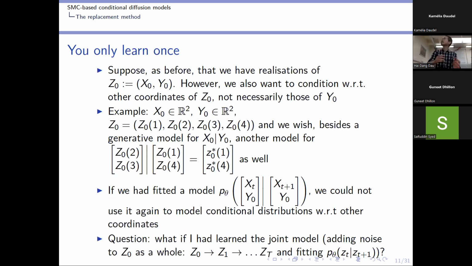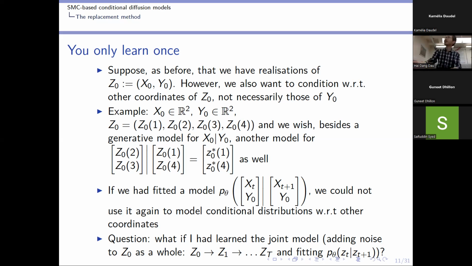Okay, so suppose that as before, now you have realizations of z0, x0, and y0. However, you also want to condition on an arbitrary coordinate of z0, so not necessarily the results of y0. For instance, you can say that, okay, you have x0 in R2, y0 in R2. So you have z0, which is a 4-dimensional vector. And you wish, besides a generative model for x0 given y0, you also want a generative model for, let's say, Z02, Z03, given Z01, Z04.